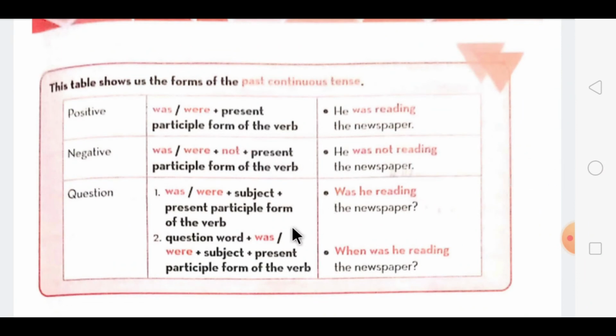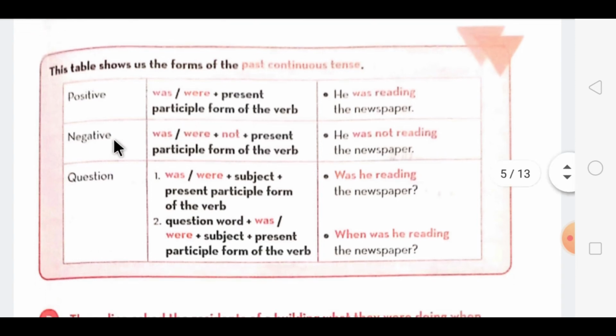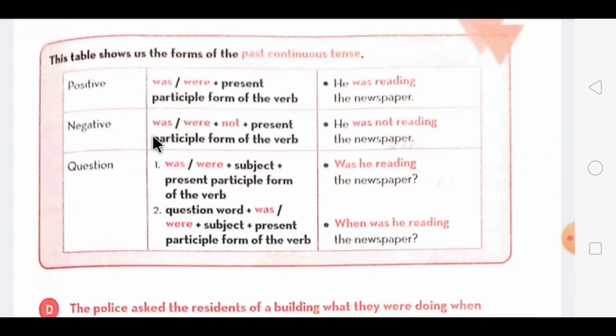Then dear students, let's move on to the formation of the sentences which is given over here in the table. When we form the positive sentence, the formation will be with the subject, we use was or were according to the singular or plural subject. With singular we use was and with plural subject we use were, plus present participle, means ing form of the verb. The next is, when we form a negative sentence, the formation will be was or were plus not plus present participle, means ing form of the verb.